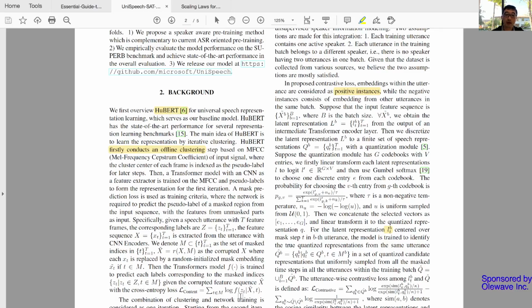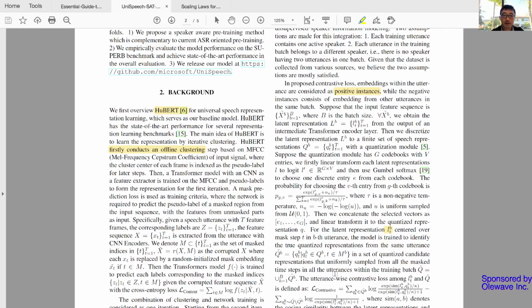And what is ZT? ZT is a label, the clustered label. They're not calculating the distance, because they have quantized the MFCC features, so they can use labels.